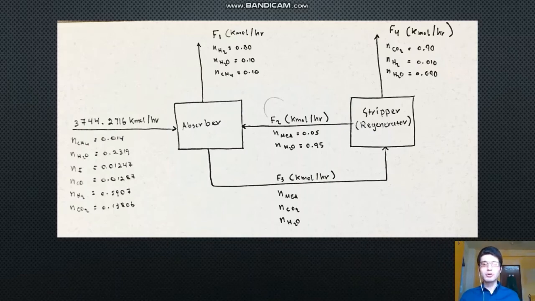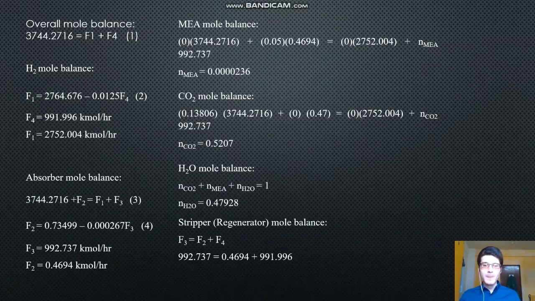Our main concern is the molar flow of the hydrogen gas. It will be represented as F1, and the CO2 removal will be F4. Applying an overall mole balance, we can simply find our F1 and F4, for the hydrogen production and the CO2 gas. And then applying a mole balance on the absorber, we can find our lean amine and rich amine. F2 will be the recycled lean amine, and F3 will be the rich amine.